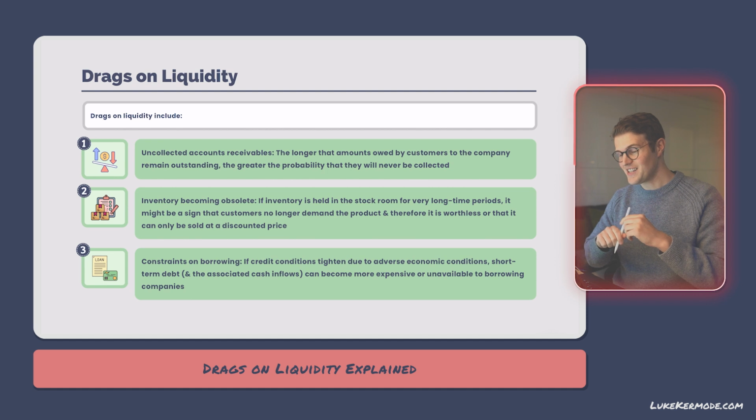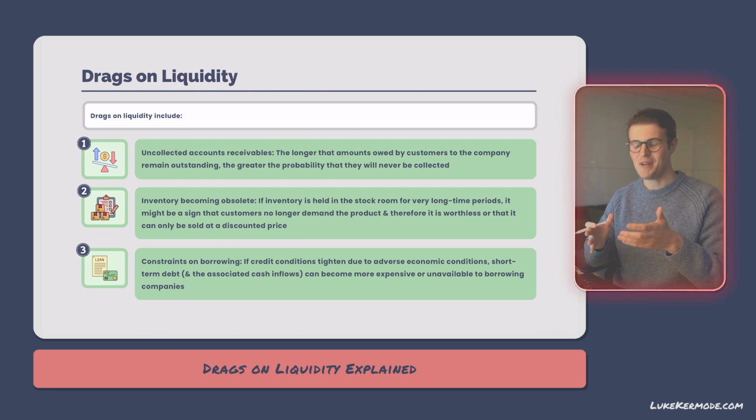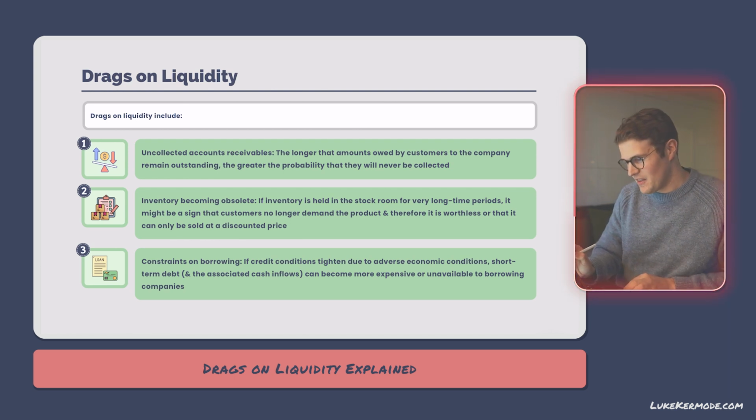The first force is uncollected accounts receivables. So that is when amounts owed by customers remain outstanding. So customers aren't paying up. They've purchased the goods and services, the revenues come into the company, but the company is yet to receive the cash.